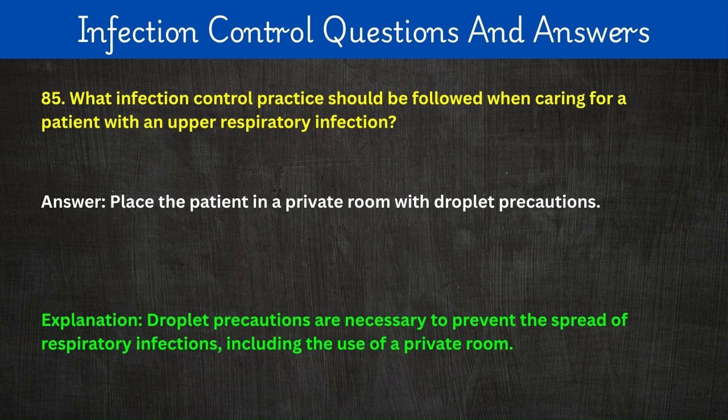85. What infection control practice should be followed when caring for a patient with an upper respiratory infection? Answer: place the patient in a private room with droplet precautions. Explanation: droplet precautions are necessary to prevent the spread of respiratory infections, including the use of a private room.